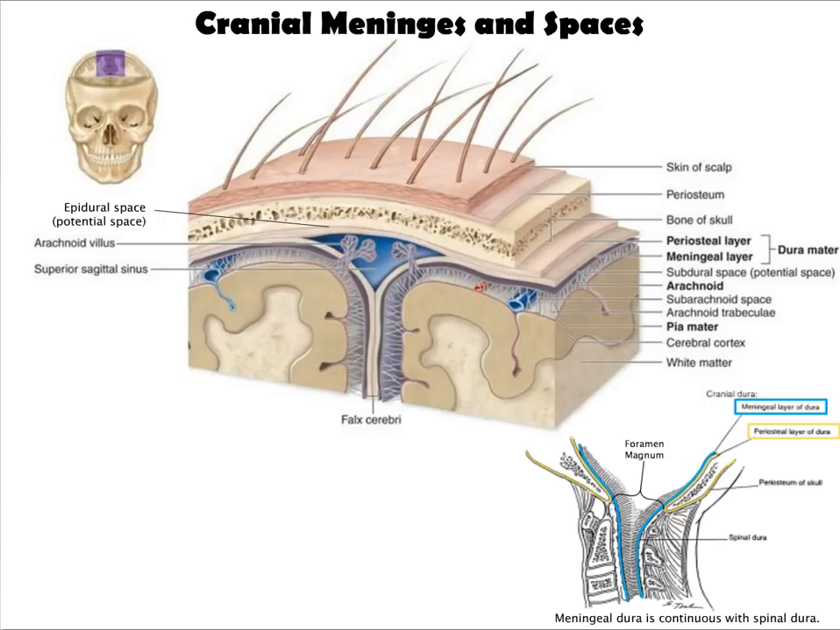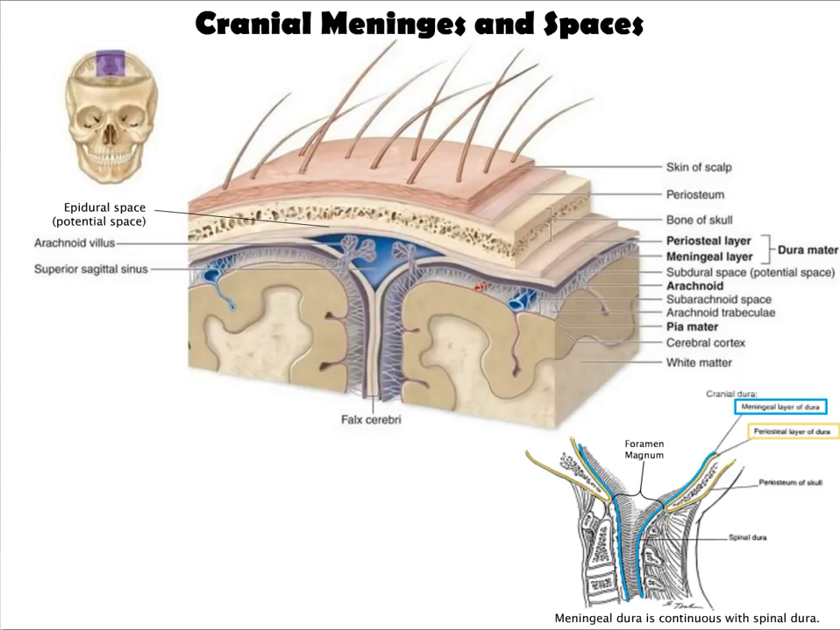Between the pia mater and the arachnoid mater is the subarachnoid space, filled with cerebral spinal fluid. Cerebral spinal fluid is formed by the vascular choroid plexus in the ventricles of the brain, and it circulates throughout the ventricles and throughout the subarachnoid space, and is eventually reabsorbed into the venous system via the arachnoid villi.